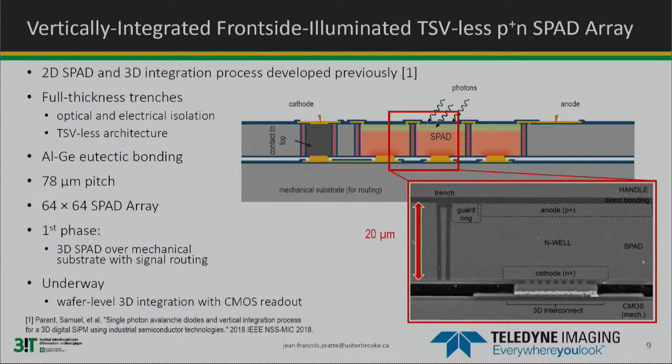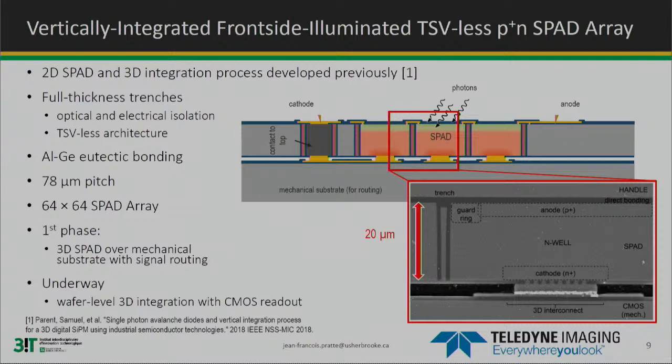The reality is that these SPADs are 20 micron thick, and that we read out the cathode from the backside, as you can see here. Sorry if I'm shaking a bit. So here we have an aluminum germanium eutectic bonding, where I read out the cathode to the CMOS. We have trenches that go all the way through the wafer, so that basically we can have optical and electrical insulation. And then the pitch is 78 micron. The array that we are building now is 64 by 64, but there's no limit on that.